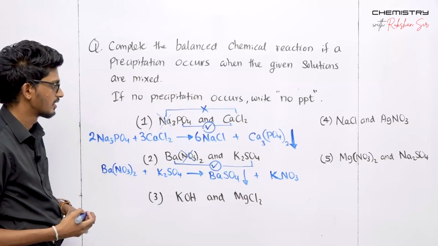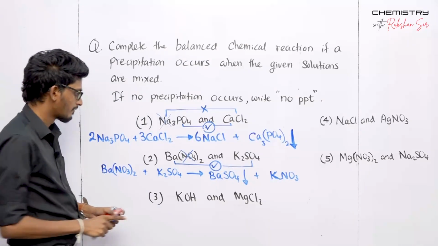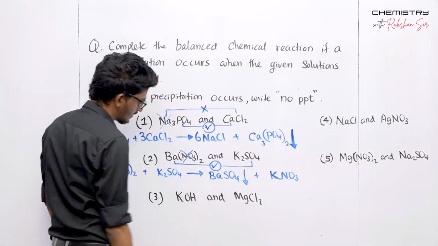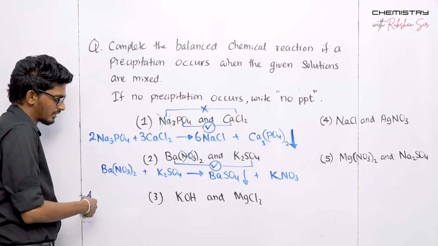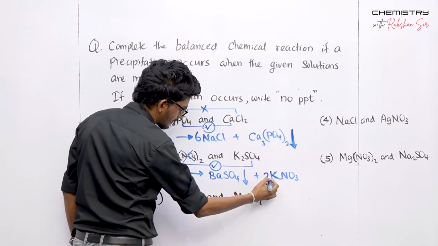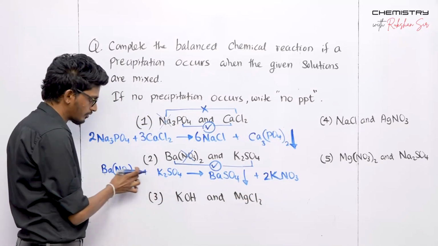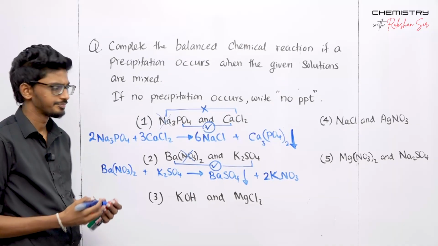That's the solution. So let's balance this. 1 barium and 1 sulfate is appearing. To balance the K plus and the nitrates, you have 2 nitrate groups, so we need 2 here: 2 K pluses and 2 nitrates. The thing is balanced. Okay.